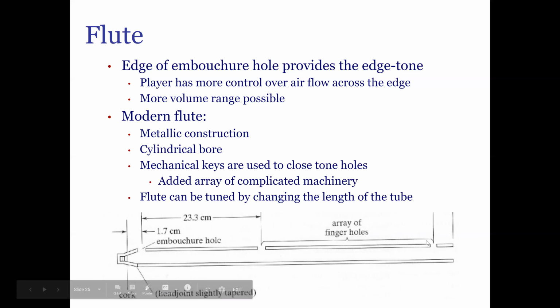So instead of having a bunch of finger holes, you have mechanical keys that are played with the fingers that can open and close finger holes. So that will give you more notes than a recorder where you only have those 7 finger holes and the thumb hole. And you also have the ability to tune the flute by changing the length. So the far end of the flute here can be moved in or out so that you can shorten or lengthen your flute.